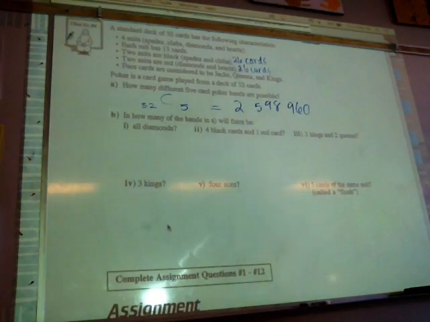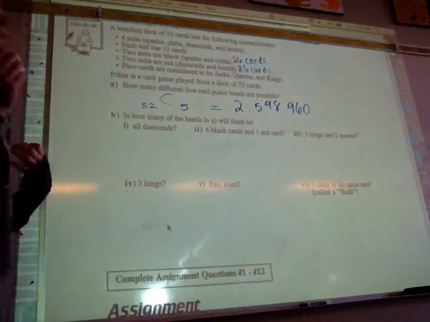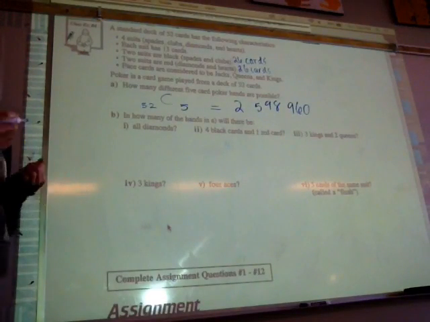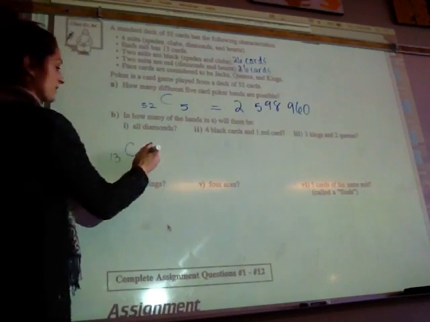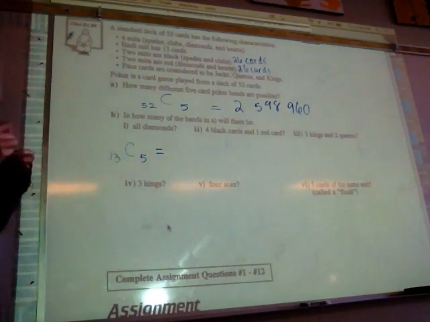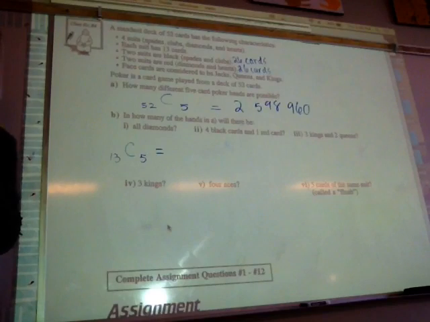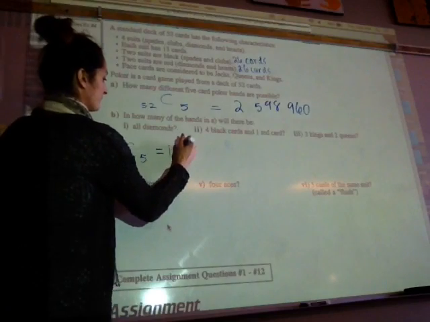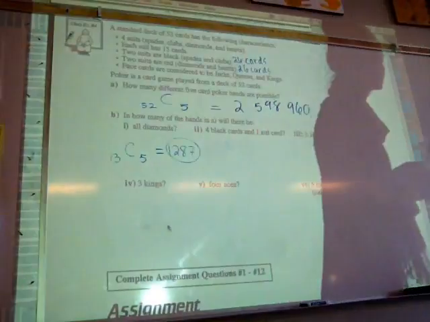Alright, let's carry on. So in how many of the hands will there be all diamonds? How many diamonds in a deck? 13. And we need to make a 5-card hand, so it's 13, choose 5. Okay, that's because there's 13 diamonds in a deck of cards. So just a little help with 13, choose 5.